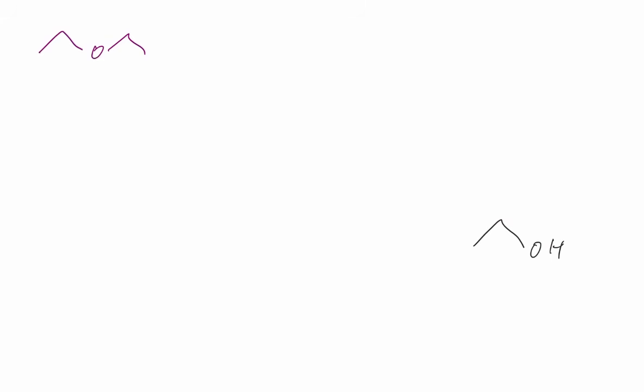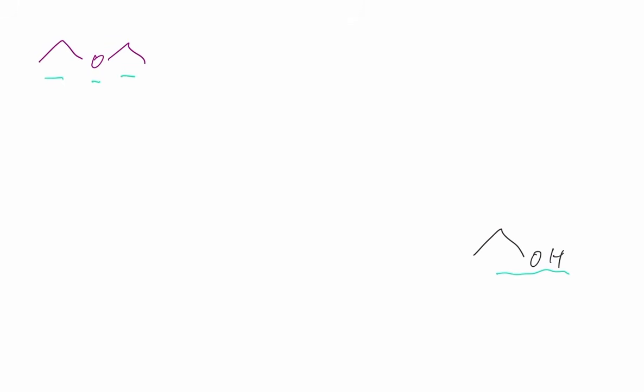Per usual, we can ask ourselves what stayed the same and what changed. Initially, in this case, I'm just looking at the functional groups. In the starting material, we have an alcohol, and when you have an oxygen bonded to 2 alkyl groups, that is called an ether.